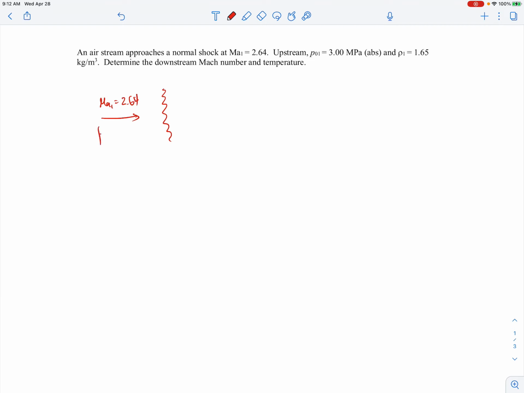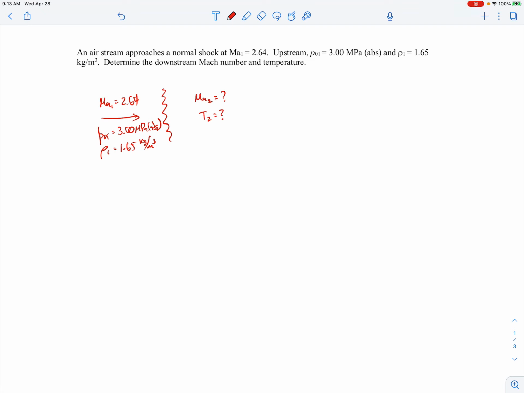We also know the upstream stagnation pressure. That's 3 megapascals absolute. And we also know the density upstream, 1.65 kilograms per cubic meter. And we're asked to determine the downstream Mach number and the downstream temperature.